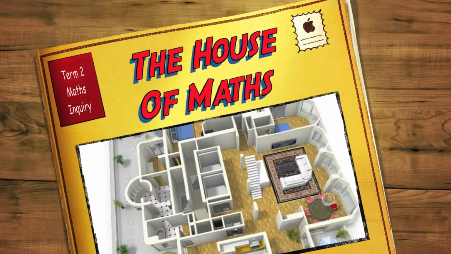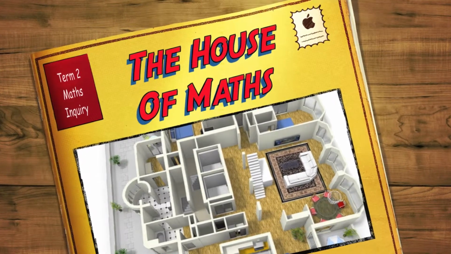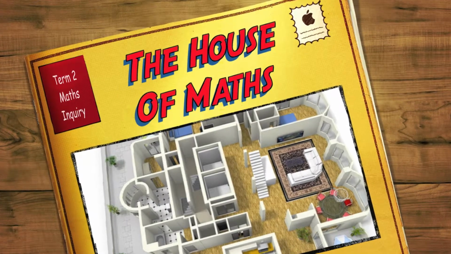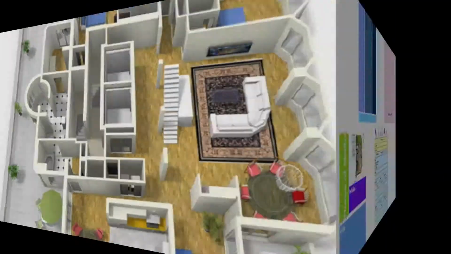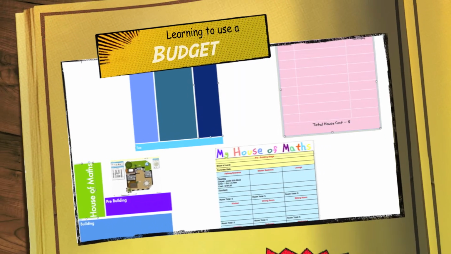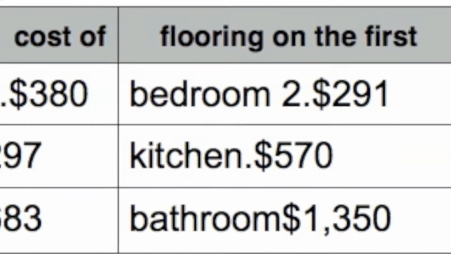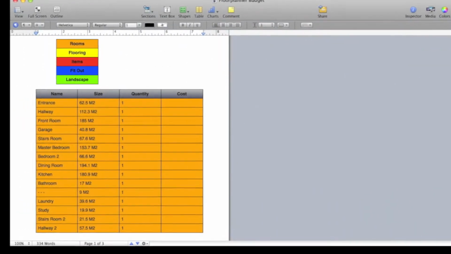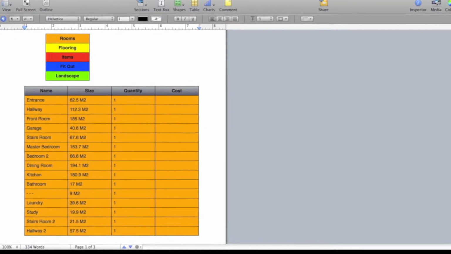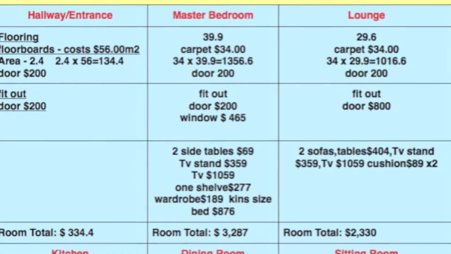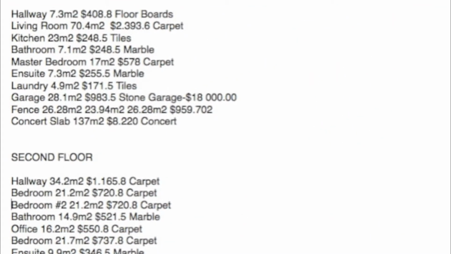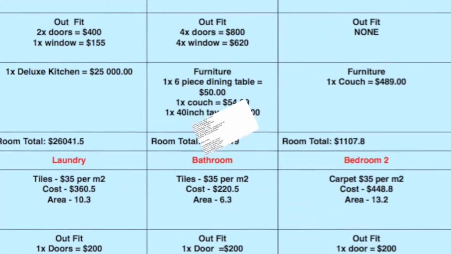During the past couple of weeks, we have been using a Web 2 tool called Floor Planner to design a house for maths. Once we had designed our house, we used the budget to document and calculate all the costing of the concrete slab, flooring, fixtures, furnishing, fencing, and landscaping. Each building stage meant more to add to our budgets.